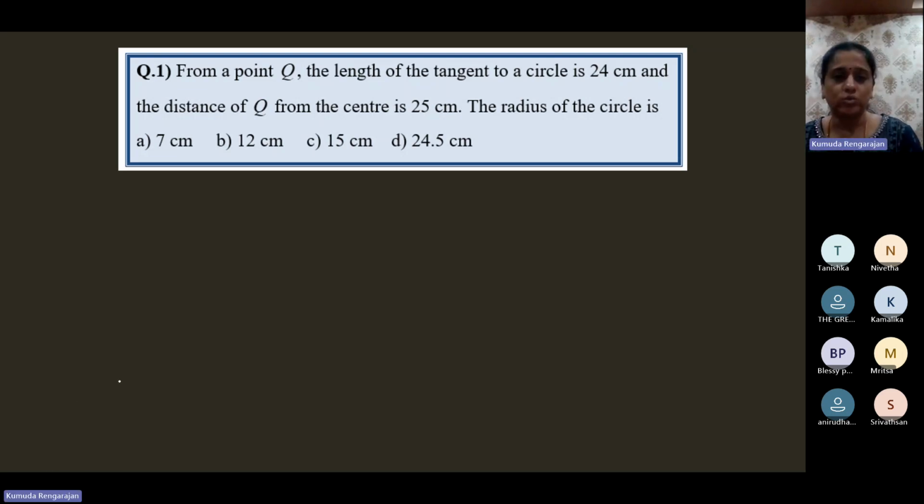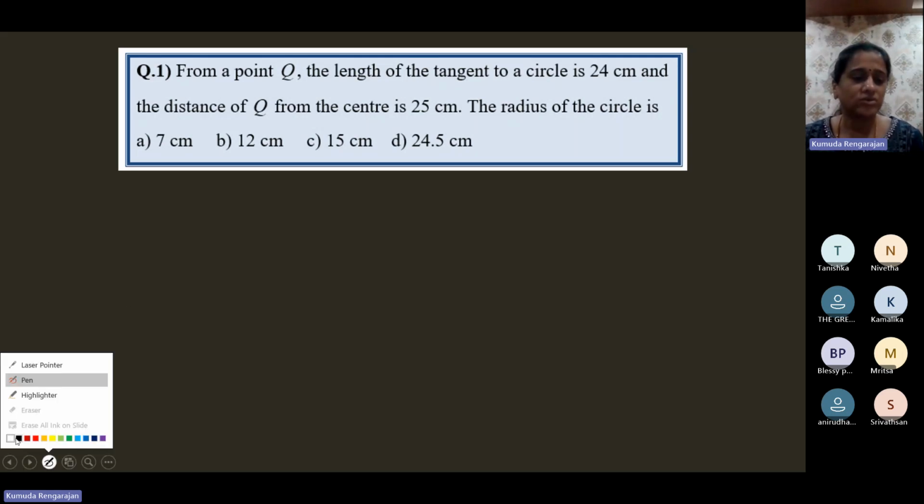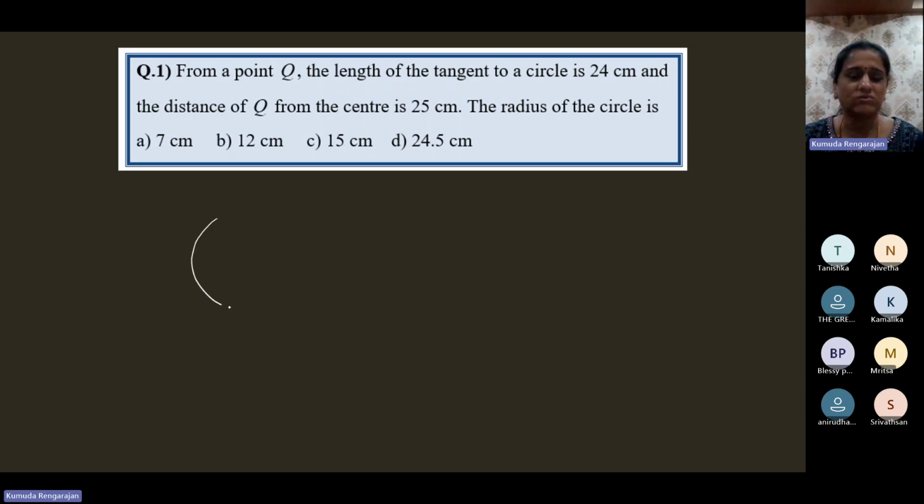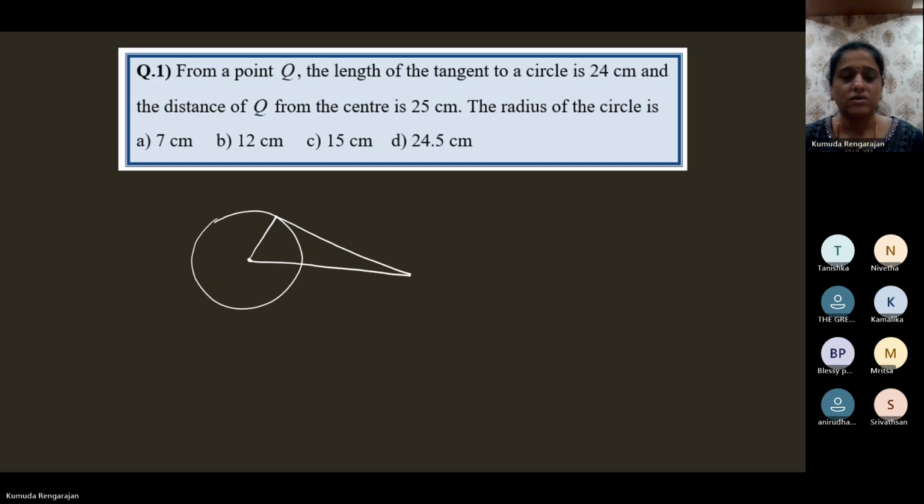From a point Q, the length of the tangent to a circle is 24 centimeters. And the distance of Q from the center is 25 centimeters. The radius of the circle is. So this is a standard diagram, children. When you read a question like this, this is the radius, this is the radius, this is the tangent segment, and this is the distance between the center and that external point.